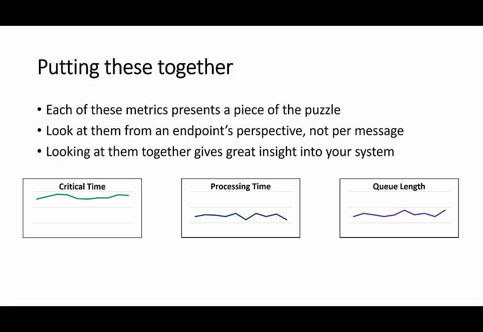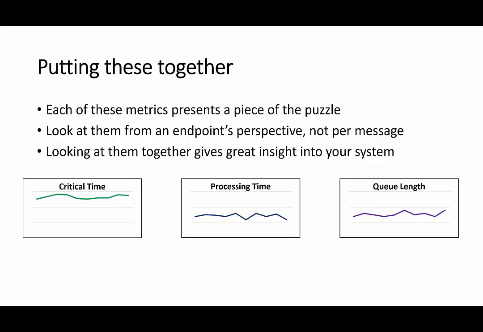Here's another good example. So we've got a relatively high critical time, but that's not reflected in the processing time or the queue length. Both of those are fairly low. So what's going on here? Remember that critical time includes processing time and it includes queue length. Those aren't high, but critical time is. Critical time also includes any automatic retries as well as any network traffic time.